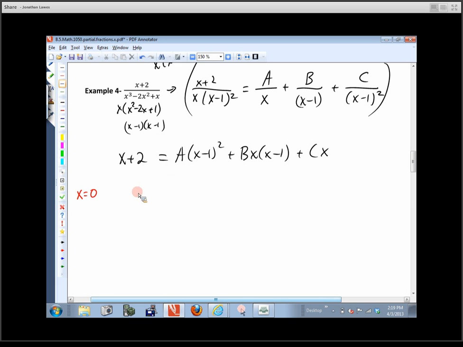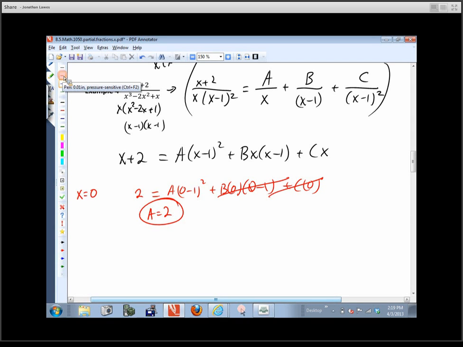If I plug in a 0, I get a 2. I get a 0 minus 1 quantity squared. Okay, watch. 0, 0 minus 1, c times 0. What happens to both of these? They go bye-bye. So this is a 1. So this means a is equal to 2. I know what a is. A is 2. Okay, do I have any more convenient zeros?